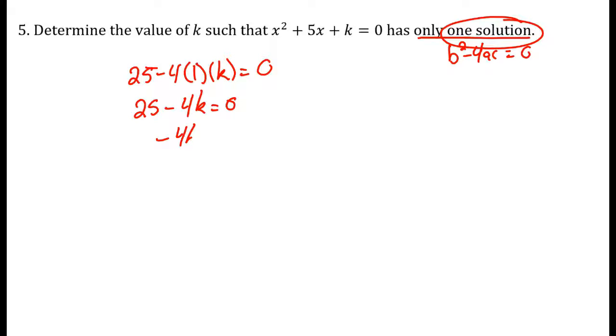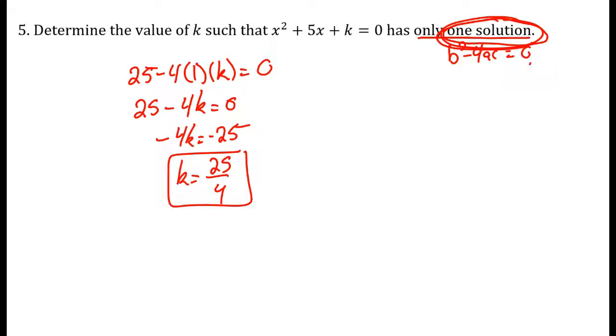So negative 4k equals negative 25. K equals 25 over 4. The magic number k that gives me only one solution is 25 over 4. And we have to know that one solution means your discriminant is equal to 0. If it's positive, I have two real solutions. If it's negative, I have two complex solutions. And when we say there's only one solution, there's one repeated root. It's a repeated solution in this case, when your discriminant is 0.